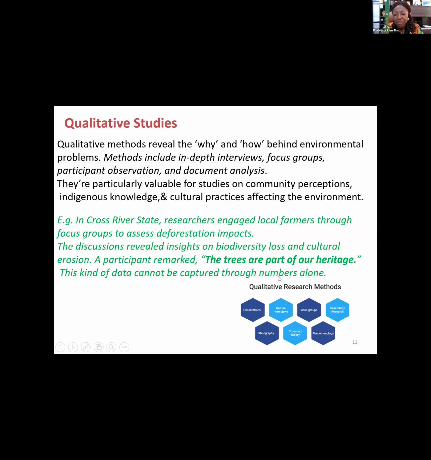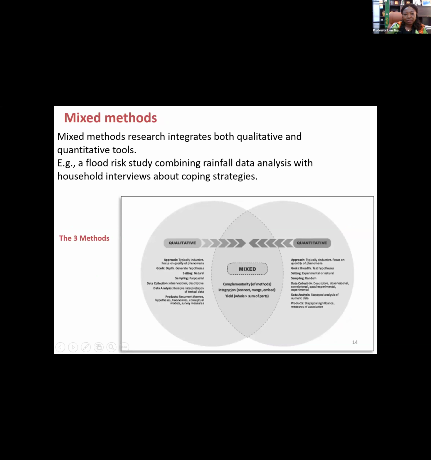So qualitative research methods involve observation, one-on-one interviews, focus group interviews, case study research, okay? Then there is, of course, grounded theory and ethnography. Mixed methods integrate both qualitative and quantitative. For example, if you have a flood risk study, risk of flood, combining rainfall data analysis with household interviews about how people cope when there's a flood, okay? So that's a mixed method.